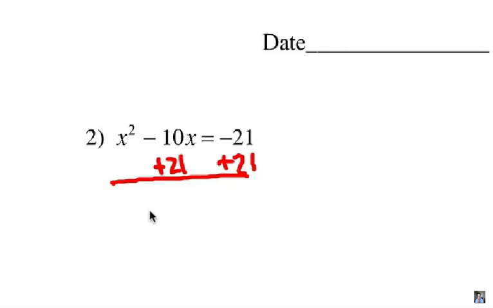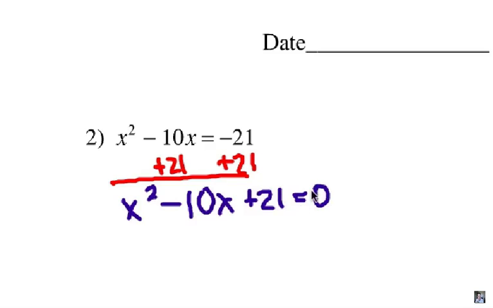Alright, we're going to get rid of the negative 21 on the right by adding 21 to each side. So now our quadratic equation becomes x squared minus 10x plus 21 equals 0. All right, well, let's factor it and see what we can figure out here.